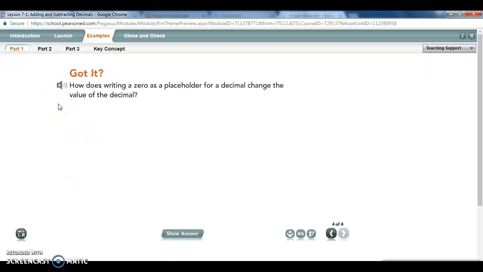Here is the second got it problem for part 1. How does writing a 0 as a placeholder for a decimal change the value of the decimal? And again, I want you to try solving this on your own first.